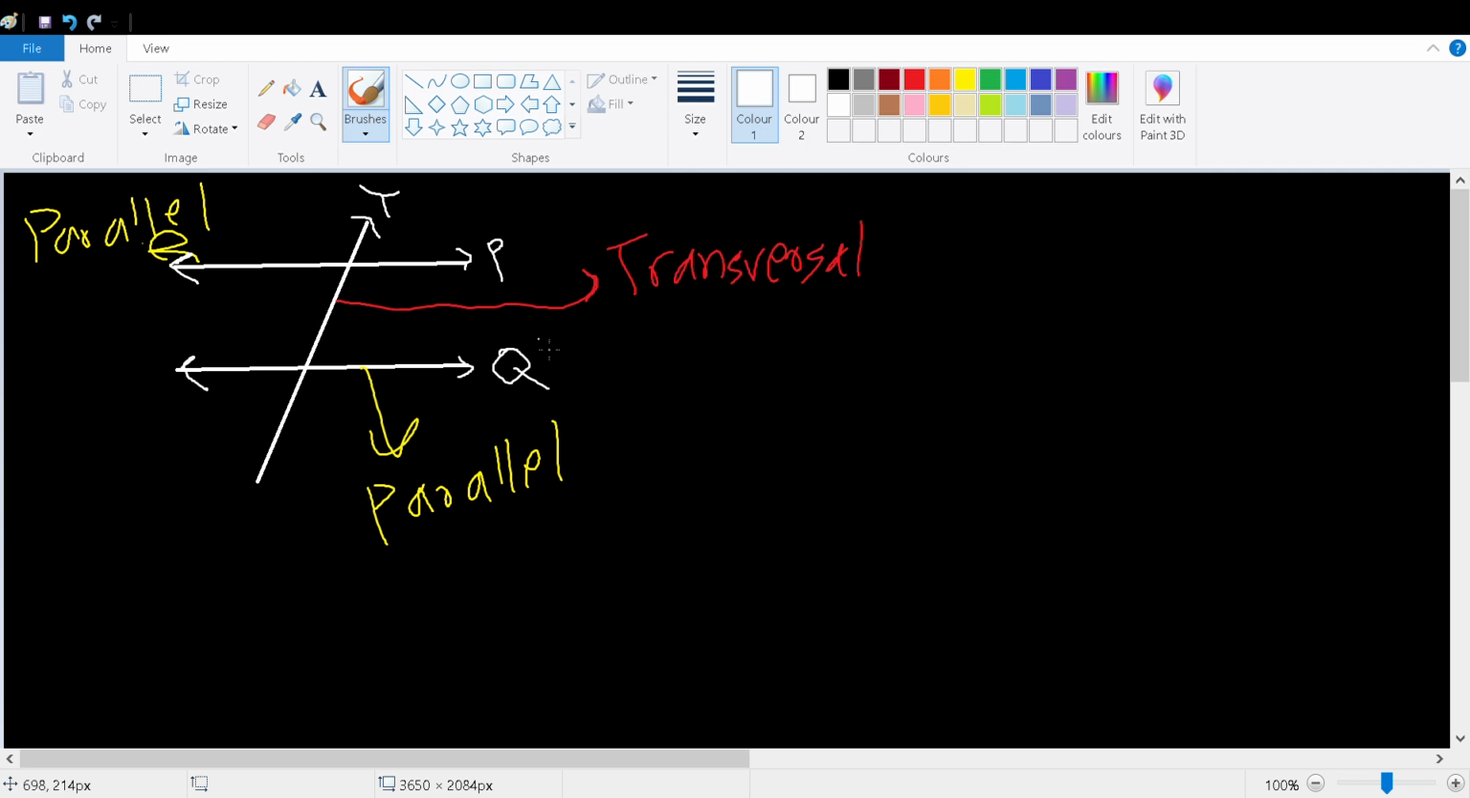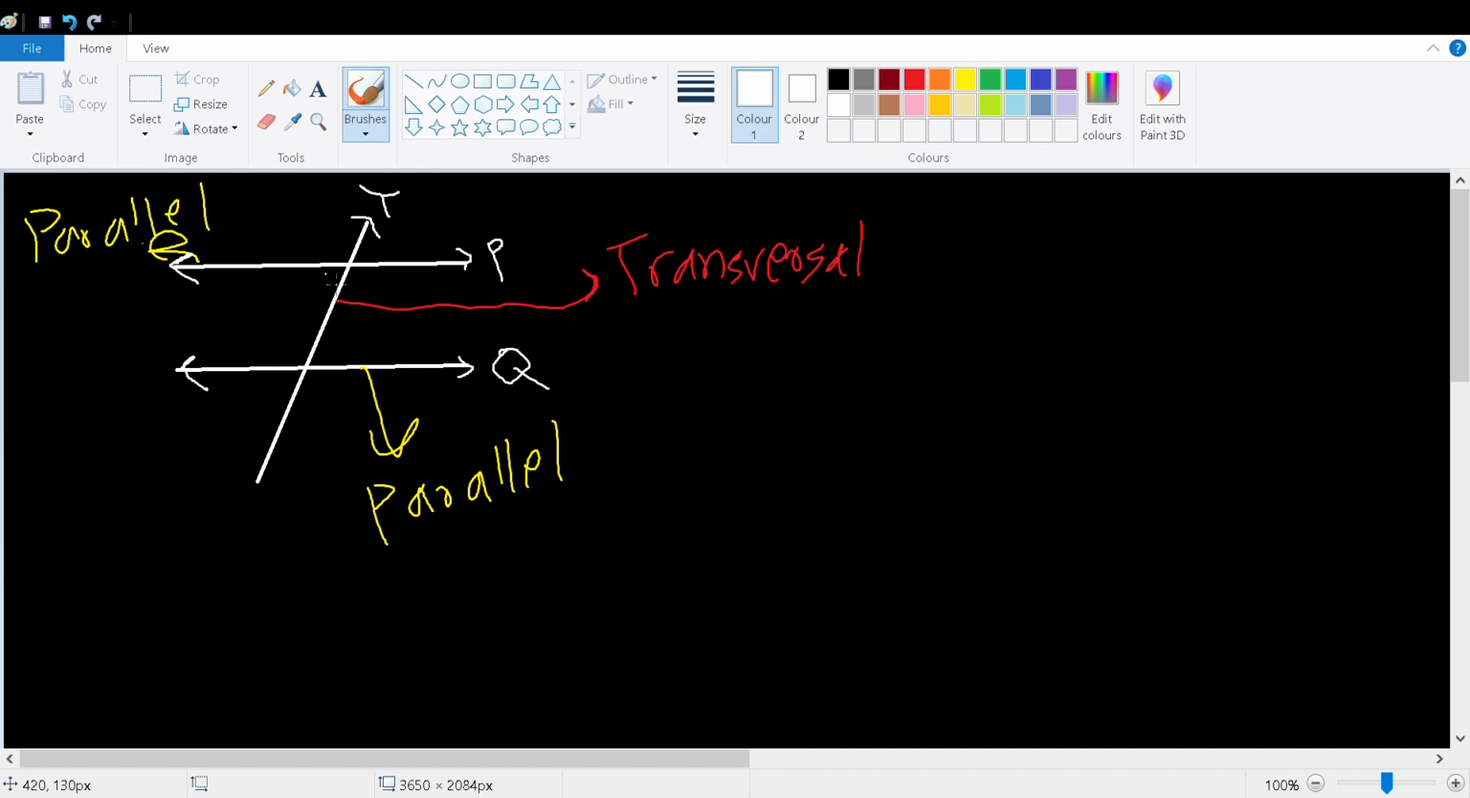Hello everyone, and today we'll be talking about transversals and parallel lines. As you can see here, we have an example of two parallel lines and a transversal line. A transversal is a line that intersects two coplanar lines at two different points.